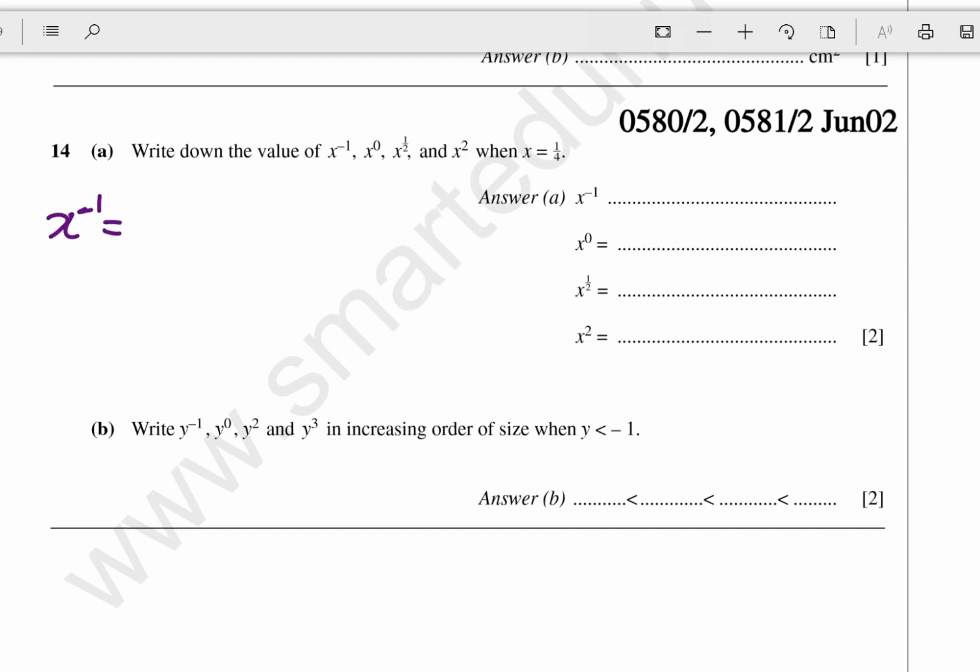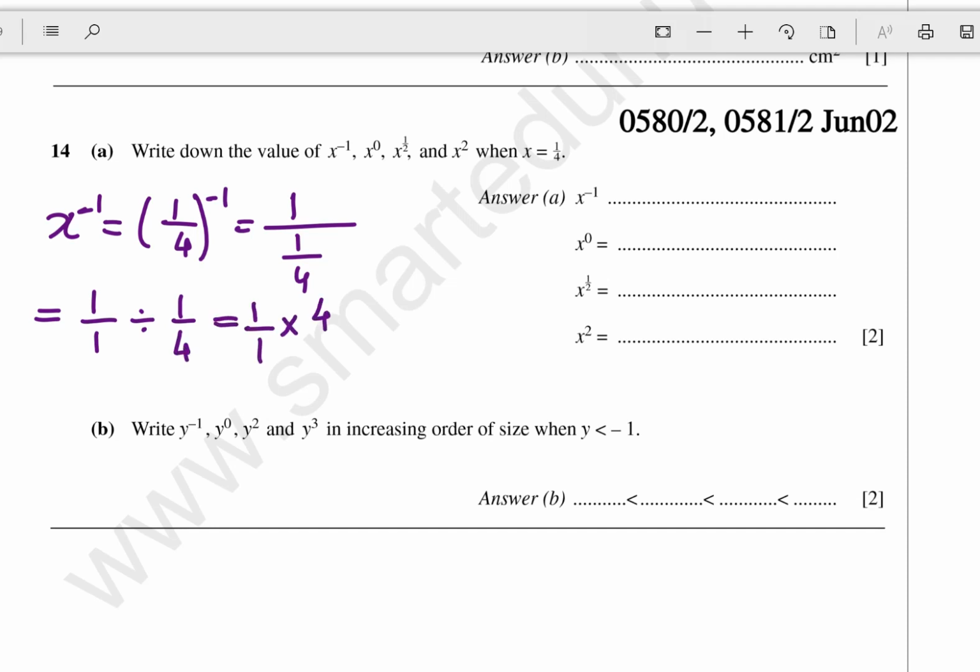X raised to minus 1, our x is 1 upon 4. So 1 upon 4 raised to minus 1. And what is that equal to? That is equal to 1 upon 4. Okay, and how to solve it without a calculator? 1 means 1 divided by 1, and 1 divided by 1 upon 4. So that means it is equal to 1 upon 1 into 4 upon 1, which is simply 4.